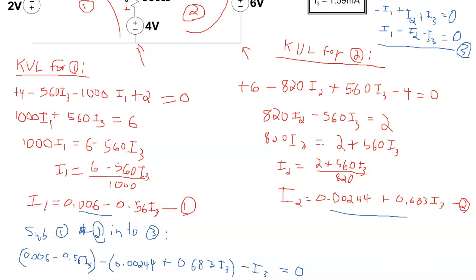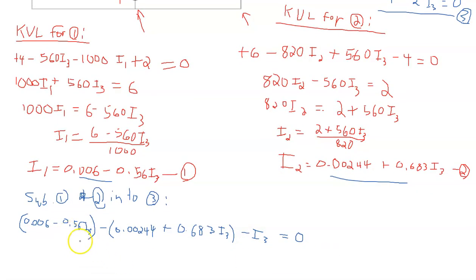Okay, now the next step is for us to combine our like terms. So we have now this term with I3, this term with I3, this term with I3, and so we have I3. Okay, just let me fix that a little bit there if I could.